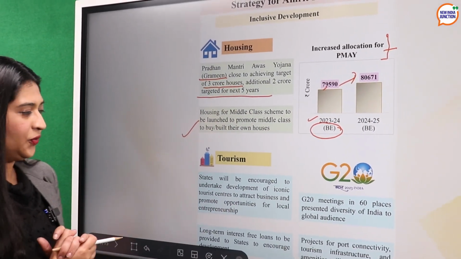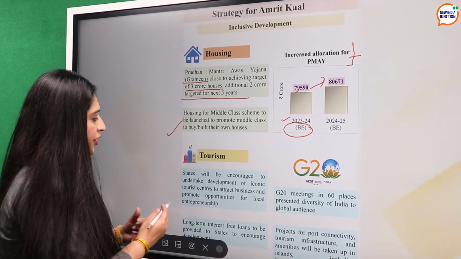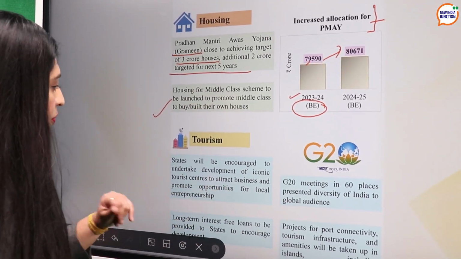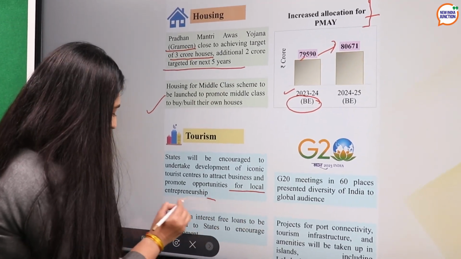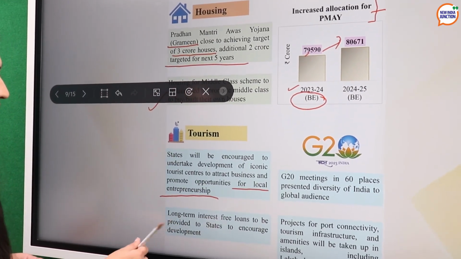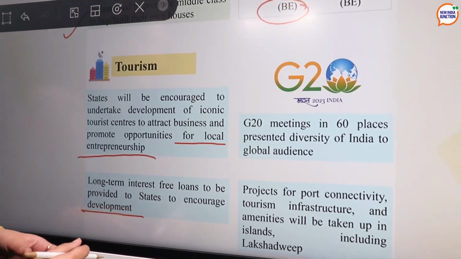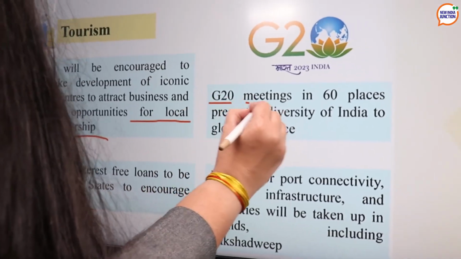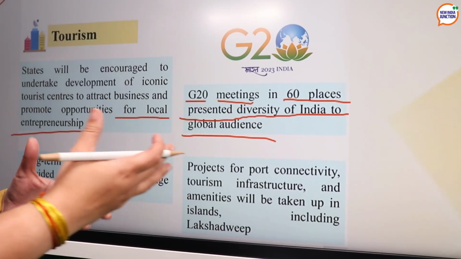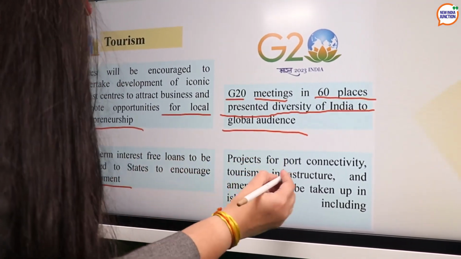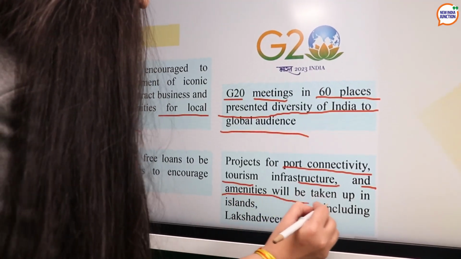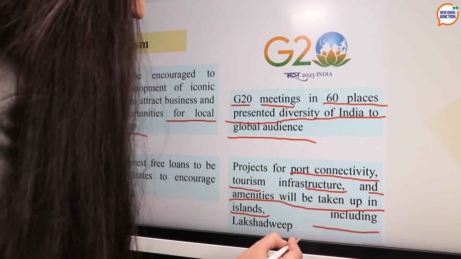Also, let's talk about tourism. States will be encouraged to undertake development of iconic tourist centers to attract business and promote opportunities for local entrepreneurship. Also, long-term interest-free loans are to be provided to states to encourage development. G20 meetings in 60 places presented the diversity of India to the global audience, and projects for port connectivity, tourism infrastructure and amenities will be taken up in islands including Lakshadweep.